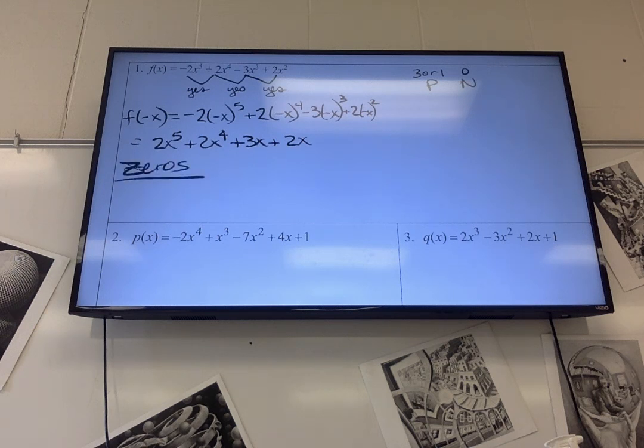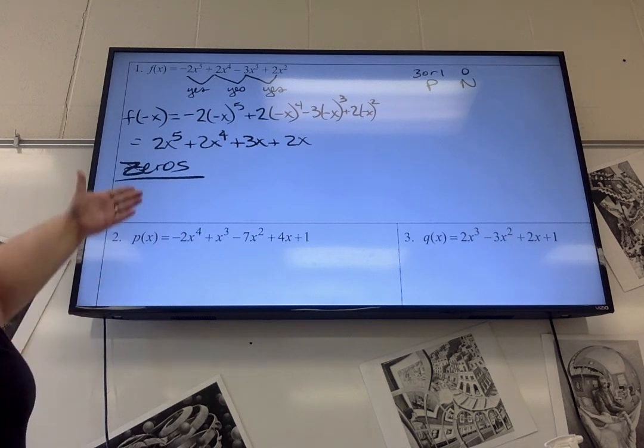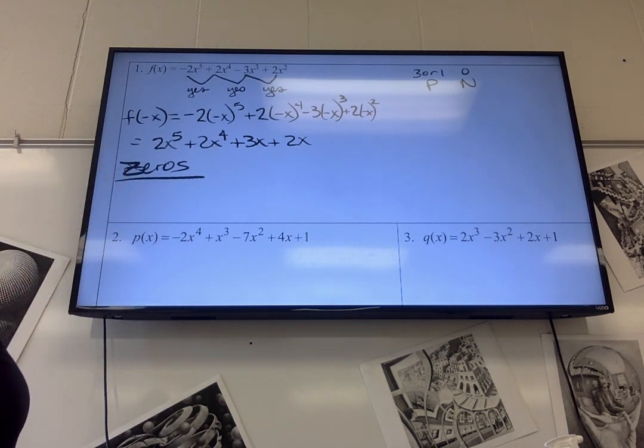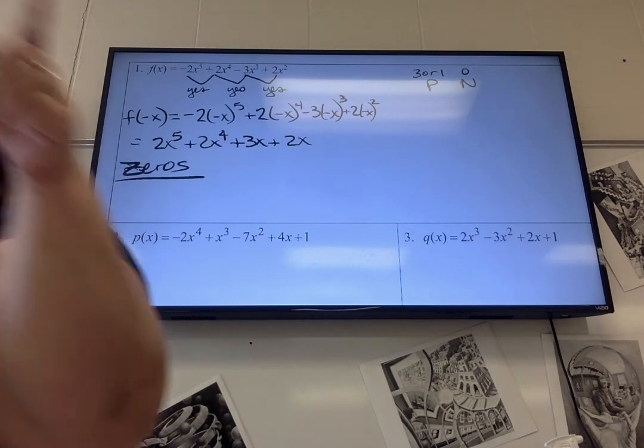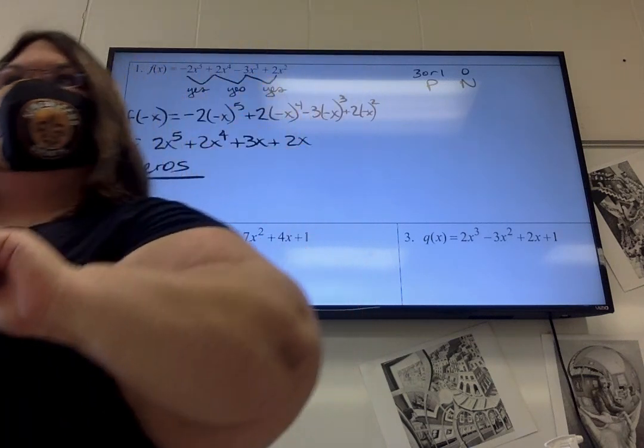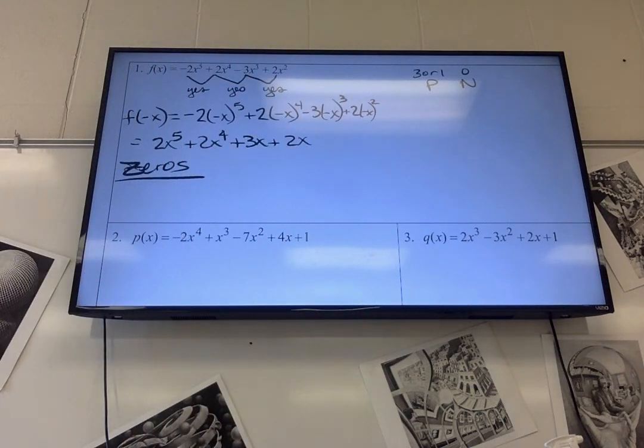Now looking at the equation, are there any zeros? Yes, because what can I factor out? 2x squared, right? So how many zeros are there? 2. Or 0. No, I lied. Exactly 2. That one's not like the positives. It's exactly 2 because each one of those is equal to 0. And then imaginary is what's left over.